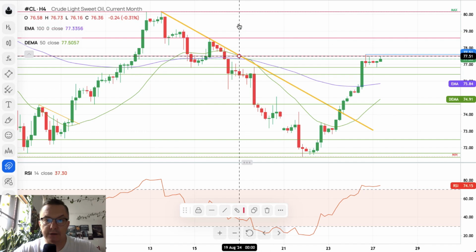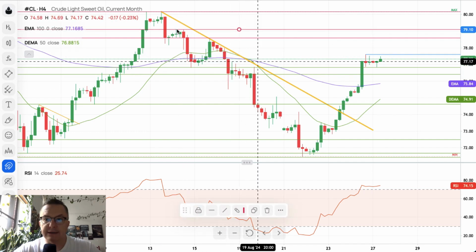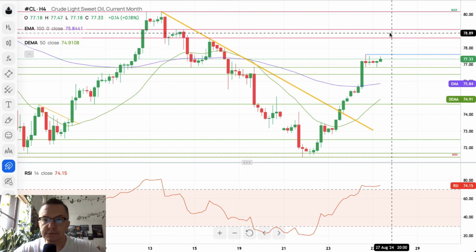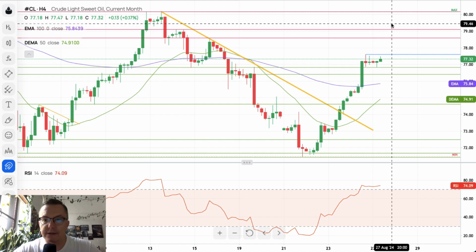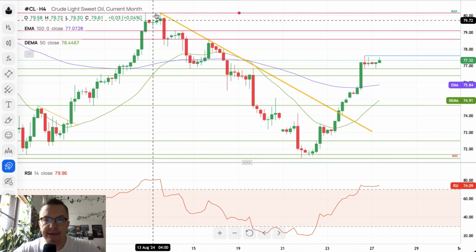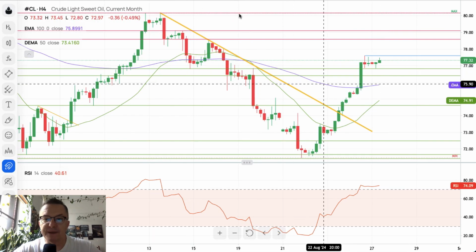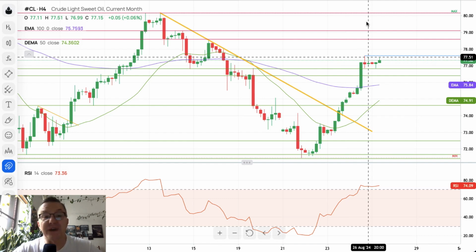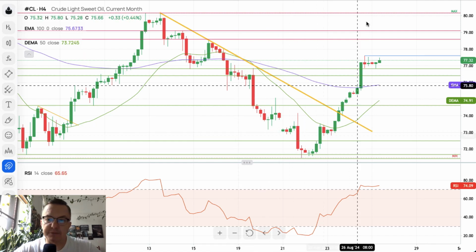78.59, and the other level is 79.10. So this is the next target zone, supply zone, before the swing high at 80.13 is hit eventually. Right, so this is the outlook for the crude oil. Very big V-shaped reversal here.